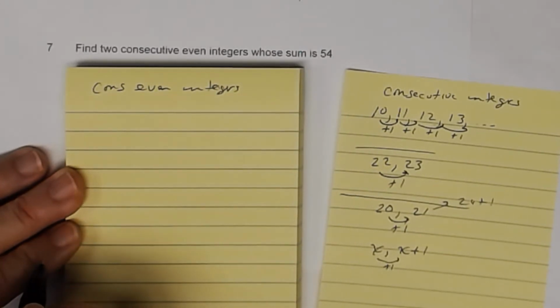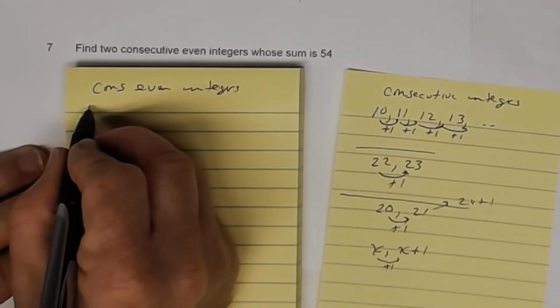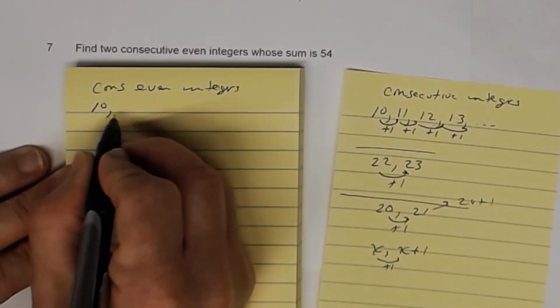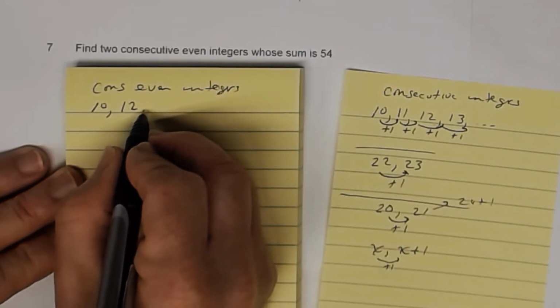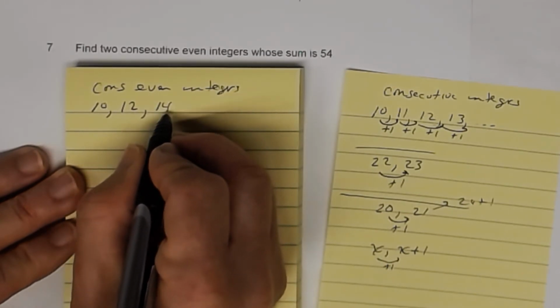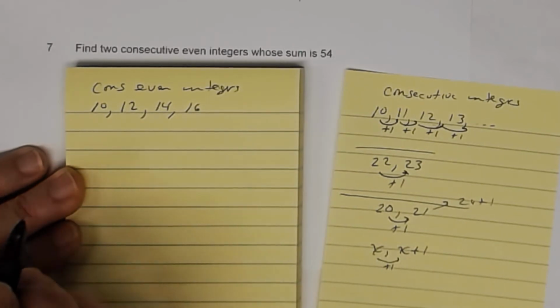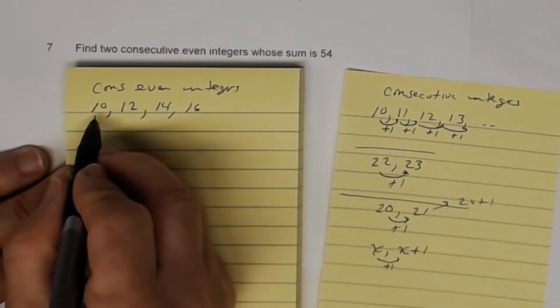Okay, so let's say I had the number, and we're dealing with even. So let's say I had the number 10. What's the next consecutive even integer? 12, right? And what's the next one after that? 14. Next one after that? 16, and so on.